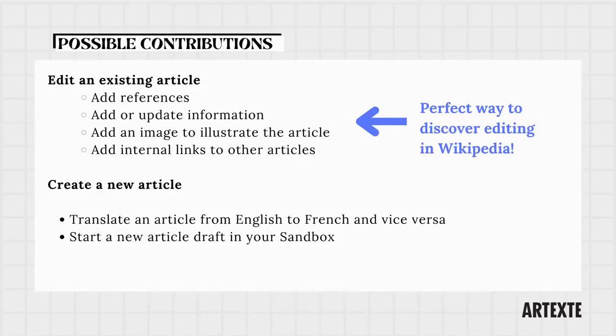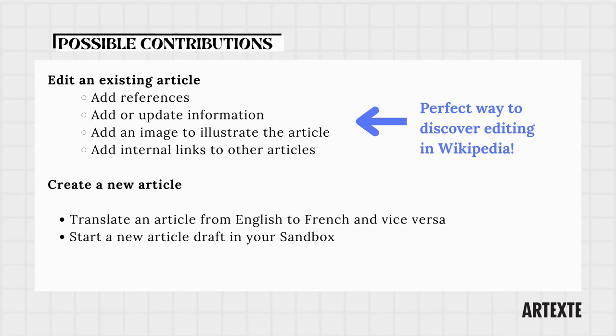So let's look at some possible contributions that you can make. You can edit an existing article. A lot of articles are not completely up to date. They can add more detail. Some of them are just what we would call a stub, which is a really basic article that needs to be expanded upon. So you can add some references, you can add or update information, you can add an image to illustrate the article, or also add links to other articles.